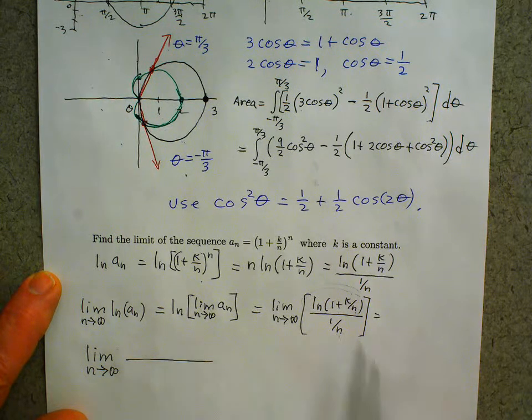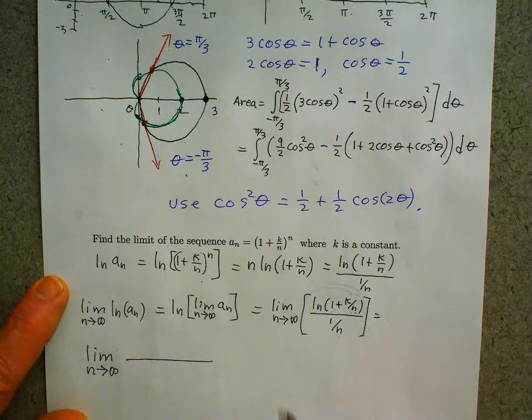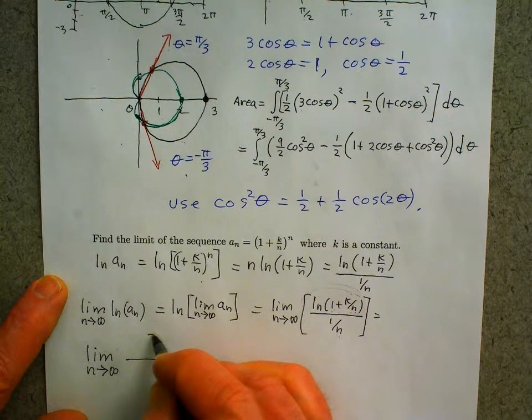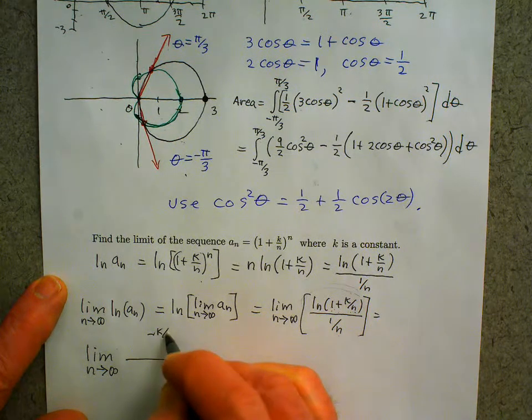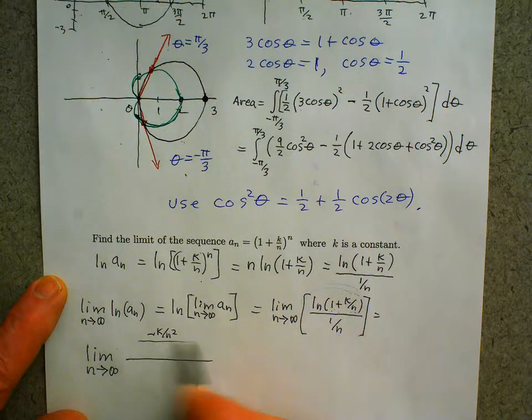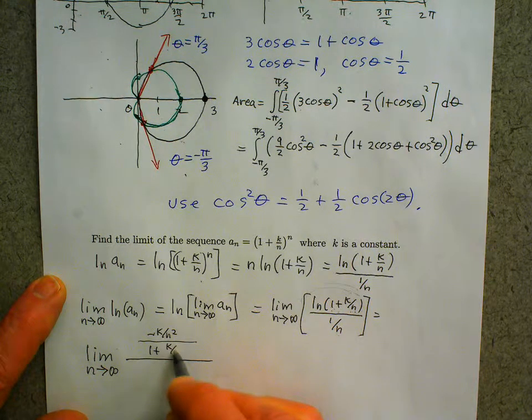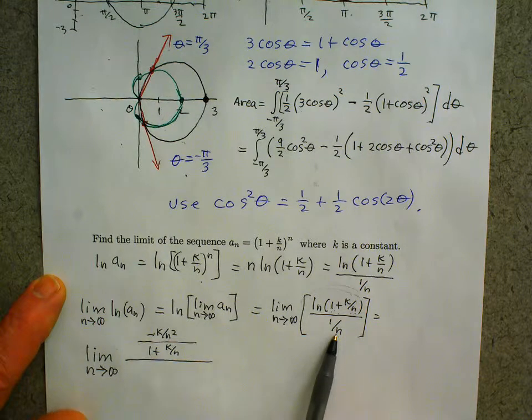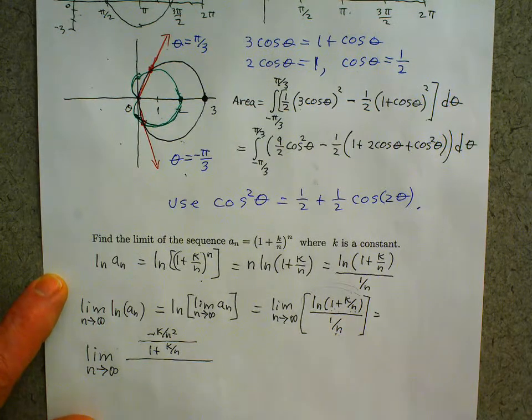Okay, so when we take the derivative of the natural log of 1 plus k over n, we get negative k over n squared, and then this is divided by 1 plus k over n. And then the derivative of 1 over n with respect to n is negative 1 over n squared.